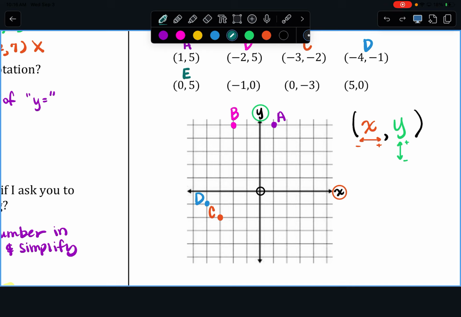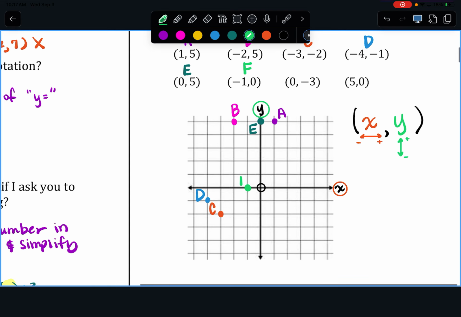So if I don't move left or right anywhere from the origin, I'm just going straight up 5. That means I should be on the y-axis, right? That's my point E right there. Okay, then F is negative 1, 0, which means I'm going left 1, but then not up or down at all. So I'm going to stay on the x-axis since the y value was 0.